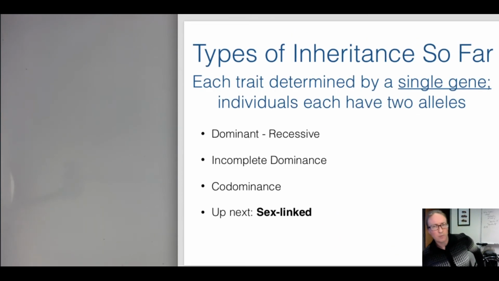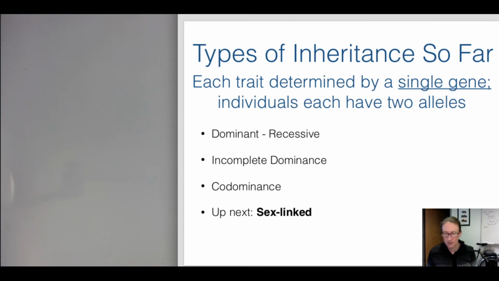Okay, so far, here are the three types of inheritance that we've considered. And in this case, we're thinking about traits that are determined by a single gene. So individuals will each have 2 alleles, right? So even with blood type, even though 3 alleles exist in people, each individual person will only have 2 alleles.